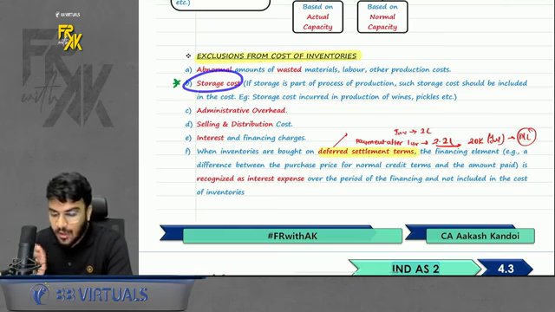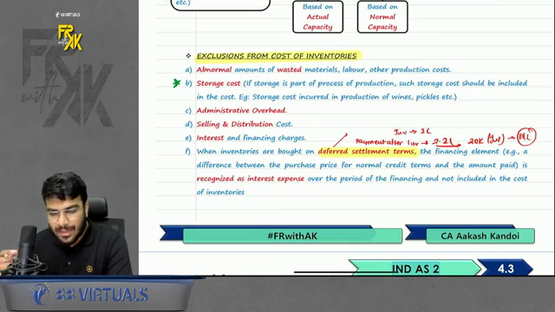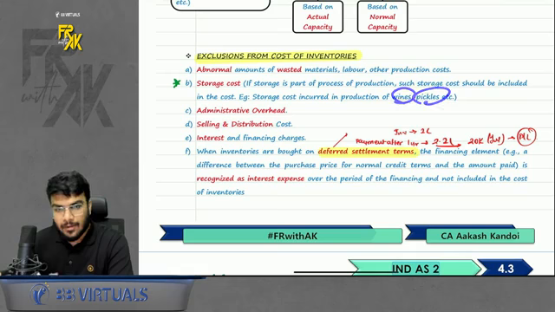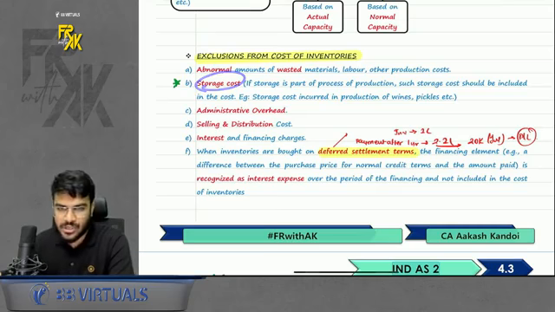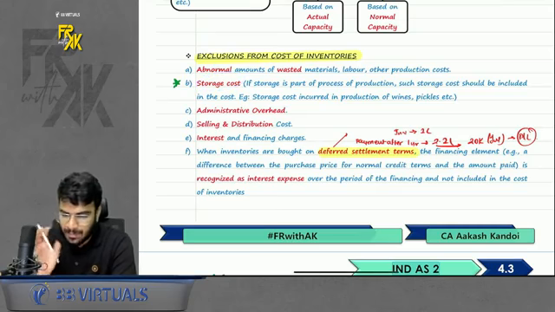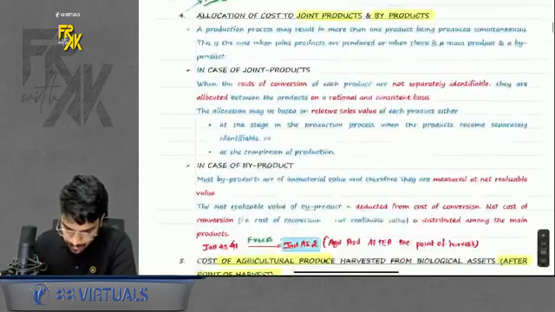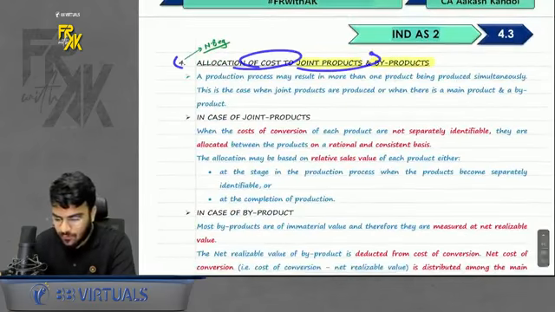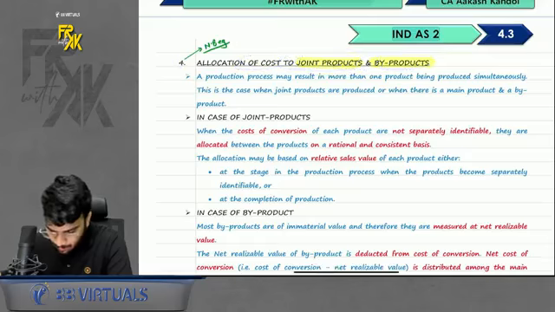But sometimes for some inventories, storing is a necessary part of manufacturing. For example, wines and pickles. To prepare wine, we have to store it. So when storage is a part of production, at that time storage cost can be capitalized in the cost of inventories. Anyways, next point is allocation of cost to joint products and byproducts.